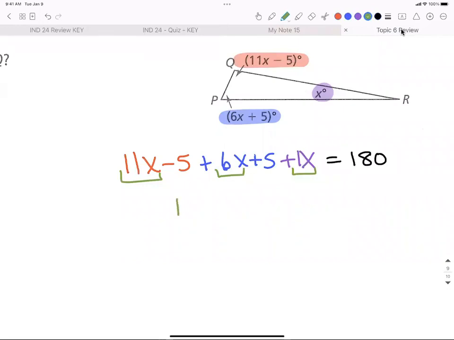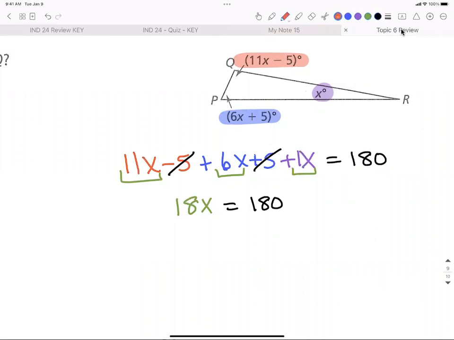18 apples, or in this case, 18 x's, right? What about the 5s? What happens there? -5 and +5 in this particular case, what happens? Yeah, no, they don't go to 1. If you have 5 apples and you take away 5 apples, you have none. If you have -5 and 5, they zero out. So it just equals 180.